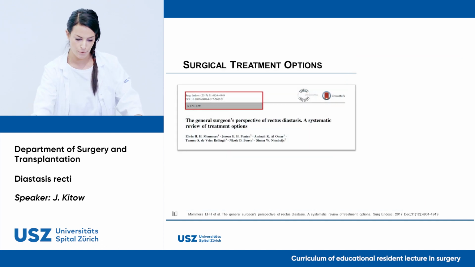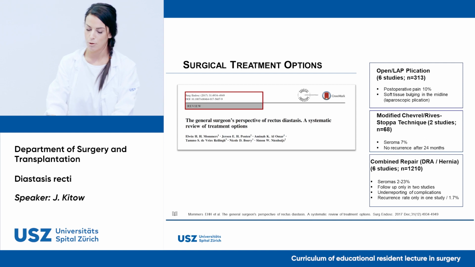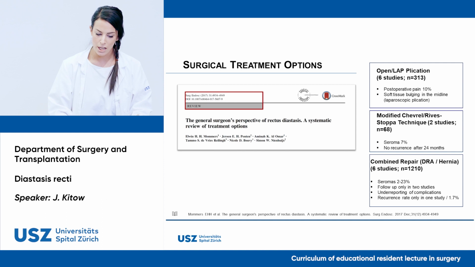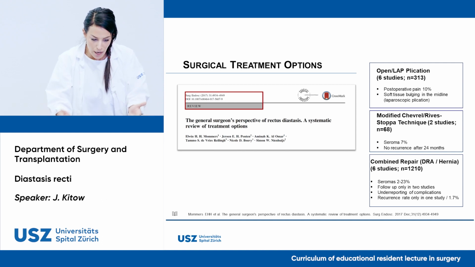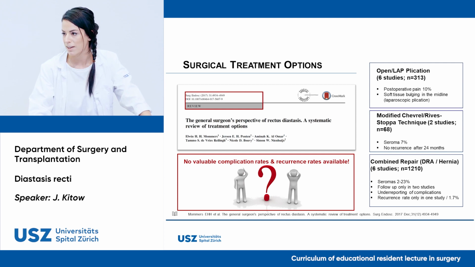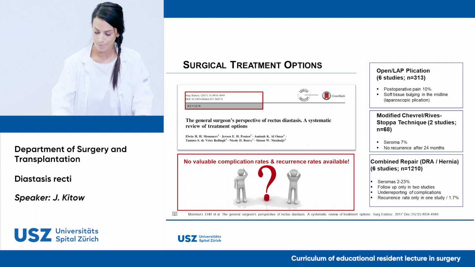So in this review from 2017, 20 articles were included, and they compared different repair techniques to each other. What you see here is they compared open to laparoscopic plication, as well as modified reverse abdominoplasty technique, as well as combined repair mechanisms. What was found is that there are no valuable complication rates or recurrence rates available. So we can't say one technique is better than the other at the moment.